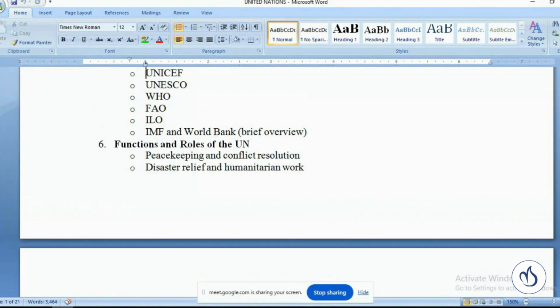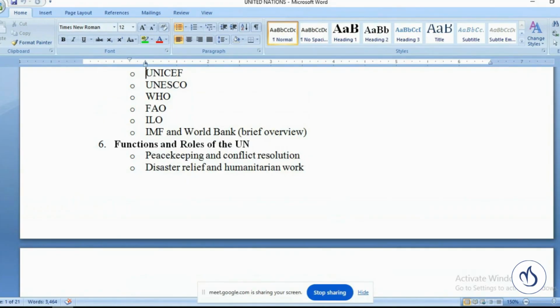And there is also what we call UNESCO, United Nations Educational, Scientific and Cultural Organization. It deals with that sector. We also have what we call WHO, World Health Organization, dealing with the health sector, and ILO, International Labour Organization, and very many others.